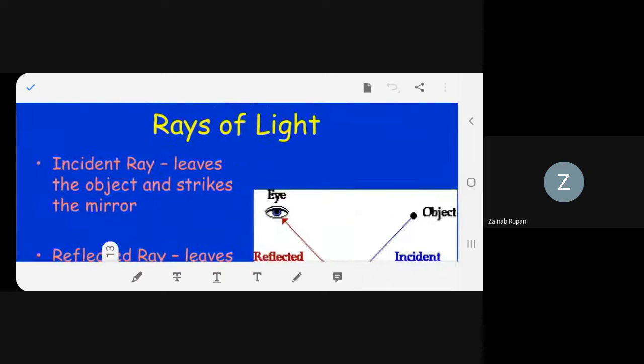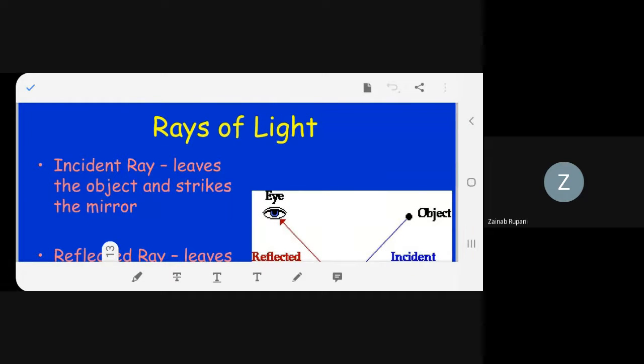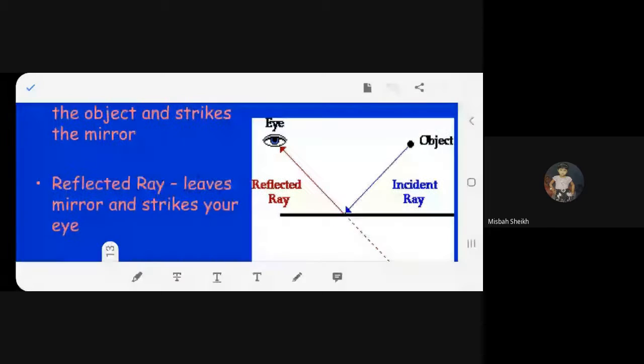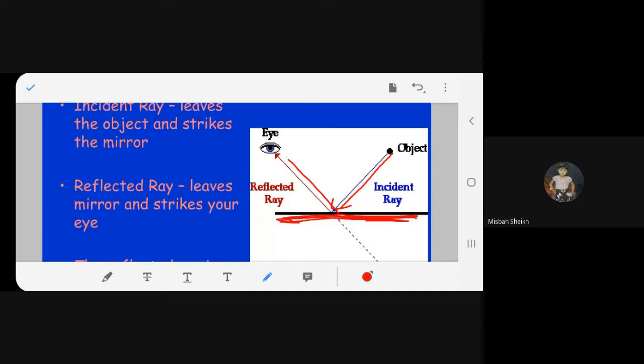You see the parts of the rays of light. Rays of light: the incident ray leaves the object and strikes the mirror. You can see this incident ray. It's striking the mirror, and it got reflected. Can you see this? So this is the reflected ray. Any problem? No, ma'am.